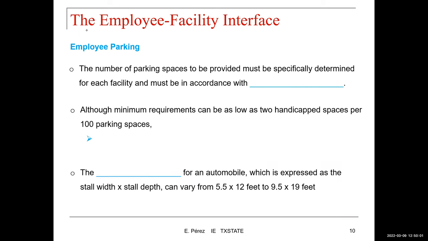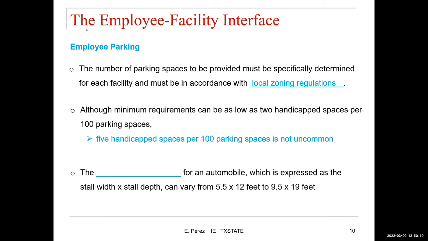The number of parking spaces to be provided must be specifically determined for each facility and must be in accordance with the local zoning regulations. Although minimum requirements can be as low as 2 handicap spaces per 100 parking spaces, 5 handicap spaces per 100 parking spaces is not uncommon. So if you are planning for having 200, then you should plan to have at least 10 handicap spaces and so on.